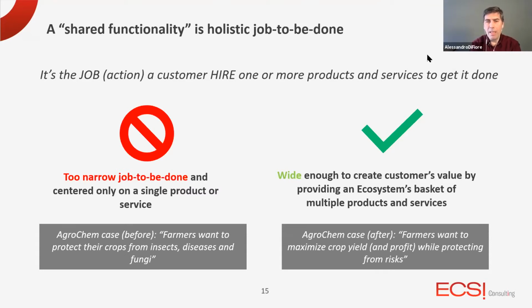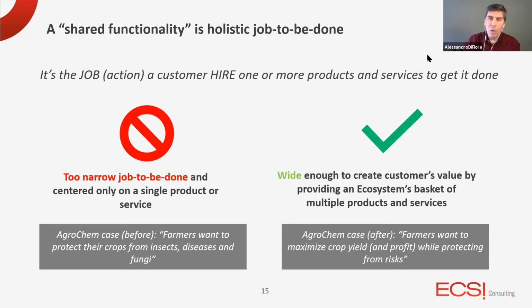So if you define, for example, a job to be done or functionality like the one on the left, agrochem, it is the following: agrochem shared functionality is farmers want to protect their crops from insects, diseases, and fungi. So you are defining a functionality which is fundamentally taking you back to a product strategy. So you must be really holistic in defining a shared functionality for an ecosystem.